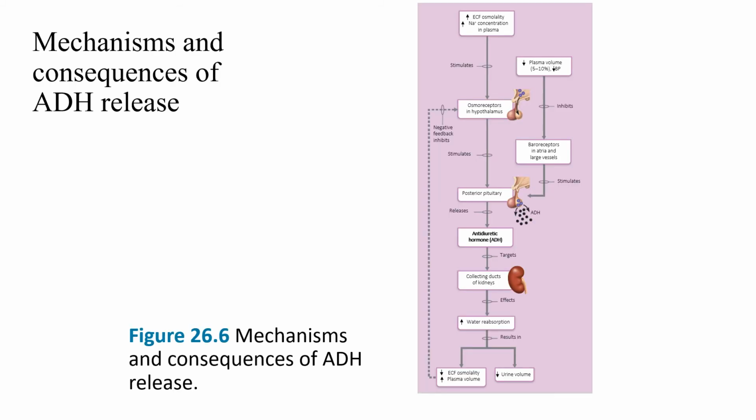Figure 26.6 is going to review the mechanism on how we get decreased urine volume, increased plasma volume, how antidiuretic hormone is triggered, and what takes place. Please look at this and study it so that you understand the mechanism.